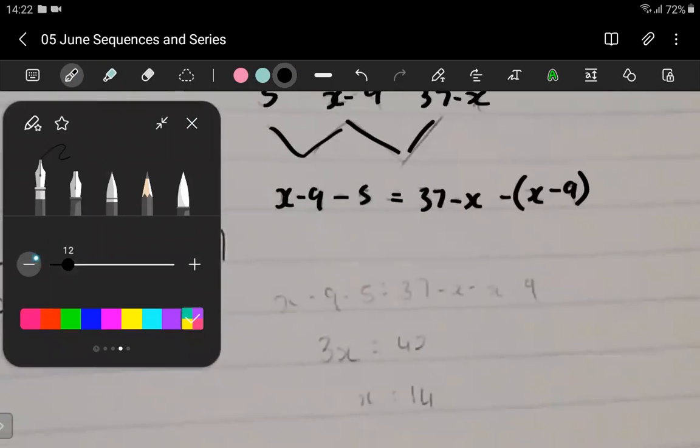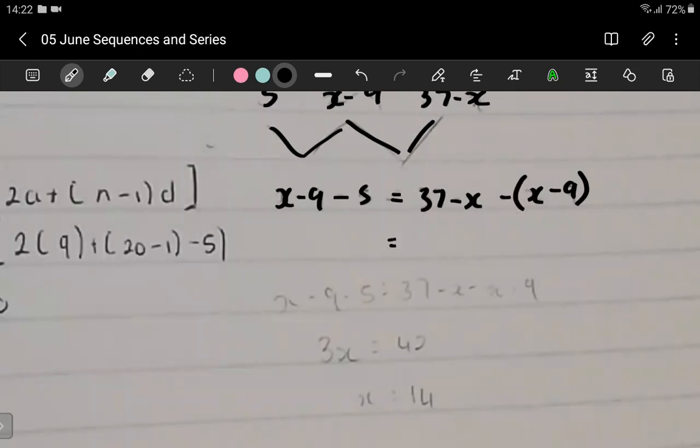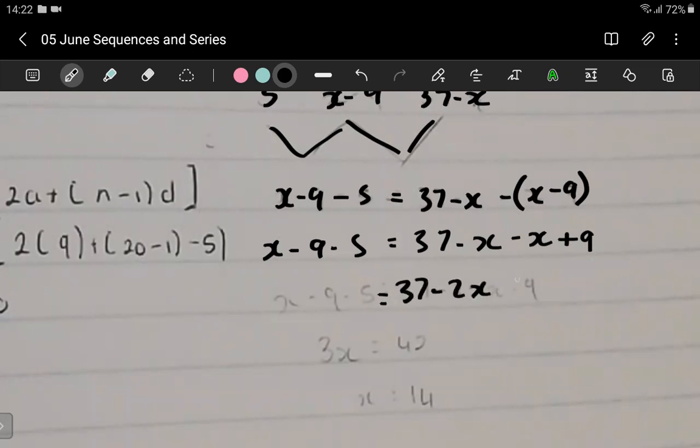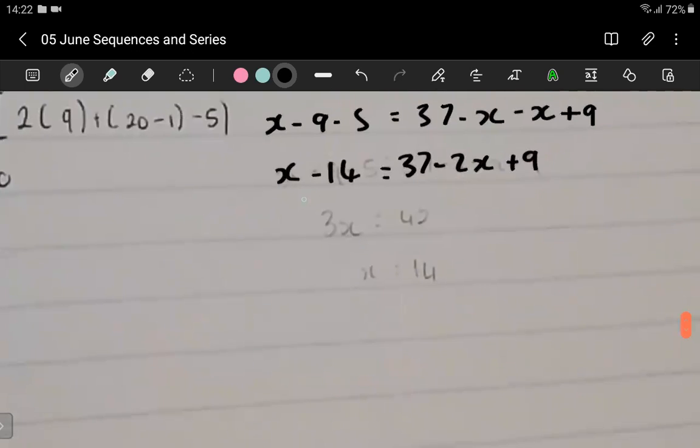So with the brackets here, we're going to have 37 minus x, and then minus x again, plus 9. x minus 9 minus 5. And then this is 37 minus 2x plus 9. Then minus 9 minus 5 is minus 14. And then if you move the x to the other side, you're going to have 3x. If you move the numbers to the other side, you have 37 plus 9, plus 14. So let's check that in the calculator.